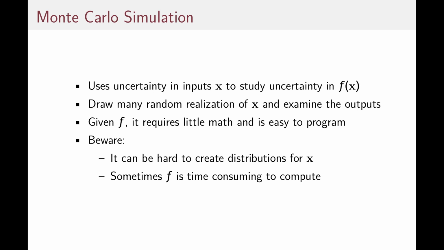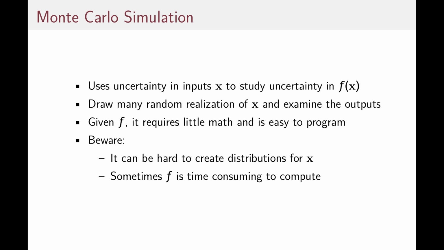In summary then, Monte Carlo simulation uses uncertainty in inputs to estimate the uncertainty in outputs of a function. It's very simple. You just draw many random realizations of x and you examine the outputs. You make plots or you look at percentiles and things like that. Given a function f, not saying it's always easy to program f, but once you have f, it requires little math and it's easy to program. You just need to generate some random numbers, feed them through, be able to make some plots and visualize the result.